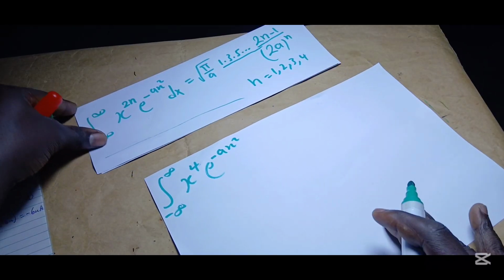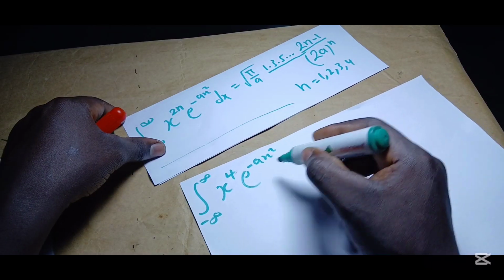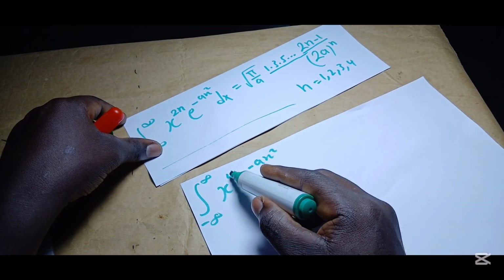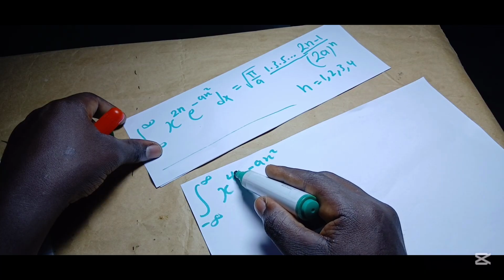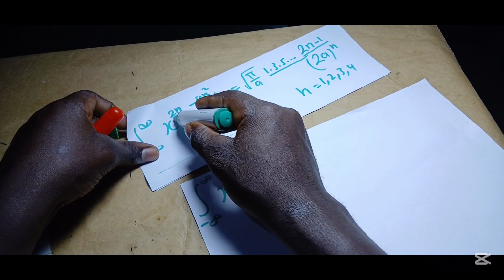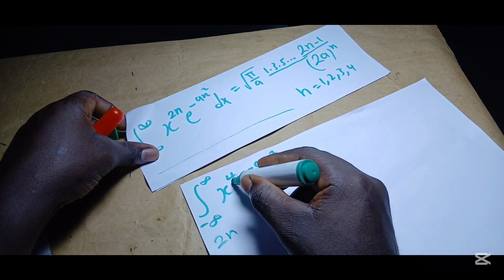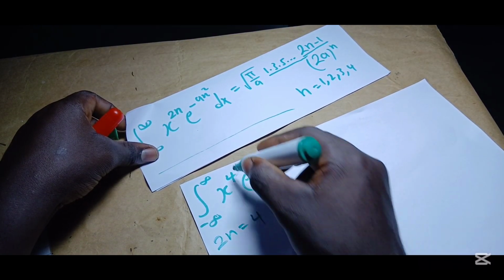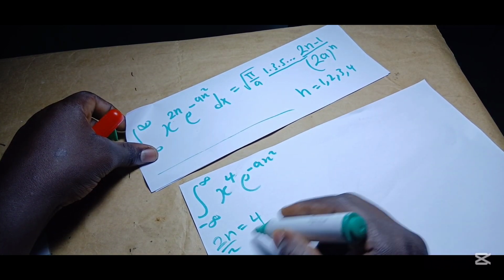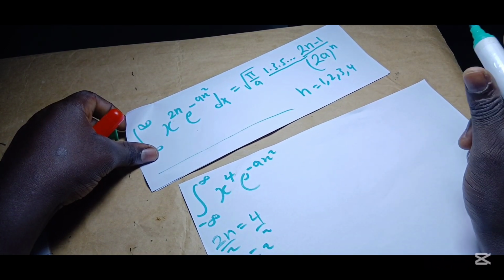So let's evaluate this. First of all, we are going to compare this power to that. We know that 2 multiplied by 2 is what is going to give us 4 here. Then our n here equals 2. Or we can just equate this 2n here to the power of x's in the problem that we want to solve. So this is going to give us n equal 2. Now we know our n.